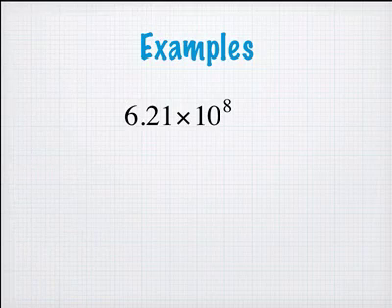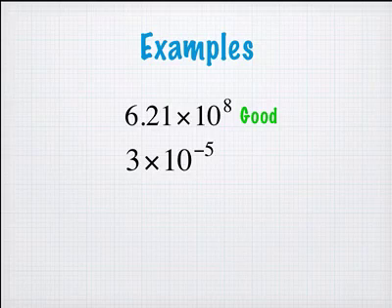Some examples of scientific notation are 6.21 times 10 to the 8th. This is good because we have a number between 1 and less than 10. The exponent is an integer. The second one is also good. There is no decimal point in this problem, but that's okay. We just need a coefficient that is between 1 and less than 10.